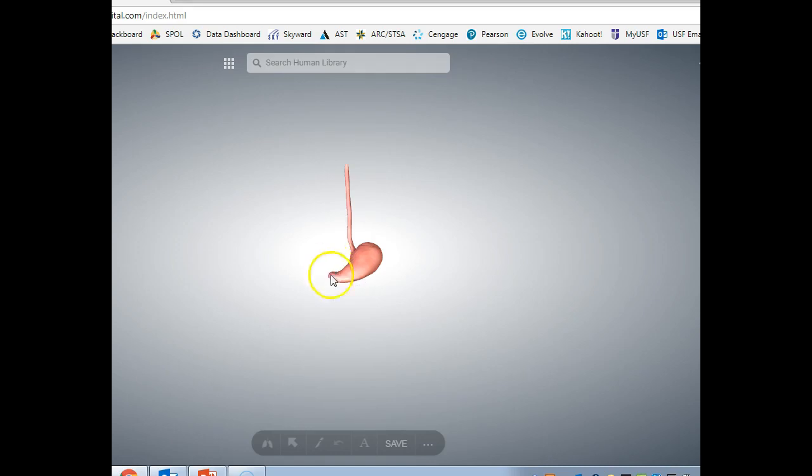At this section, at the pylorus, we will find another sphincter. The pyloric sphincter is going to close the opening between the stomach and the duodenum, which is a section of the small intestine. Again, we're trying to isolate the acid contents of the stomach.